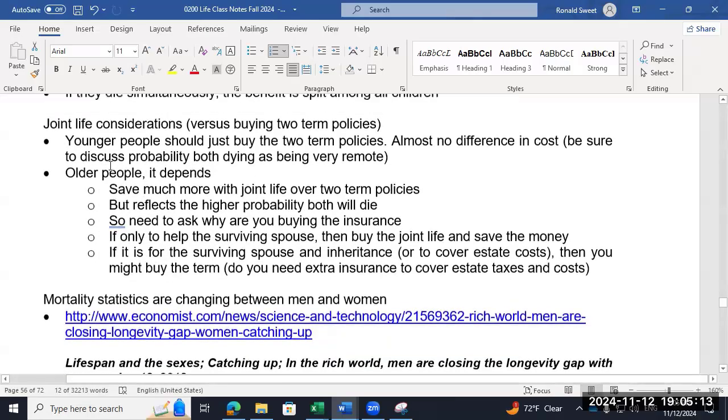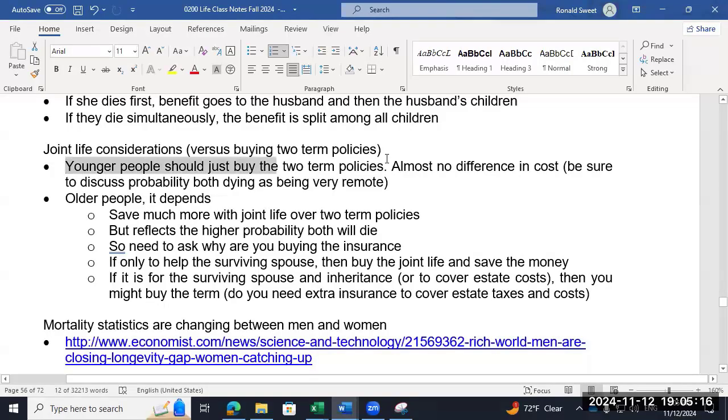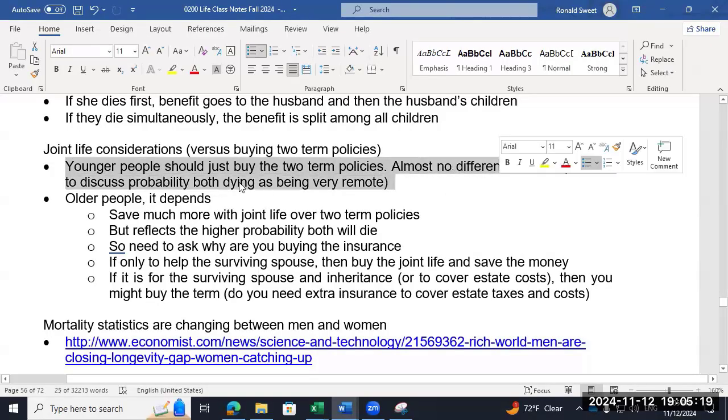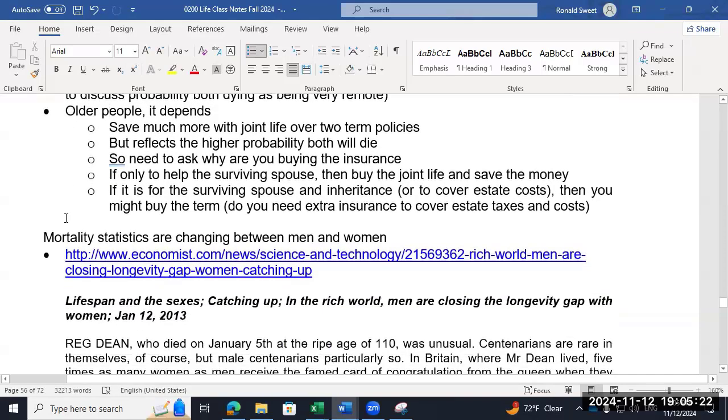All right, so as we just said, younger people should buy two term policies. There's just no savings. For older people, it just depends. You save more because they're older, since it's a higher probability they both die. So you just need to ask, why are you buying the insurance? Does it make a difference if you both die at the same time? Is that significant? Are you thinking about that? If that were to happen, would that put any kind of extra burden onto your beneficiaries? If that's the case, then maybe buy the two term policies so you have twice as much. If not, just buy the joint life and save the money. I should say joint life. Saying buy the joint sounds bad.